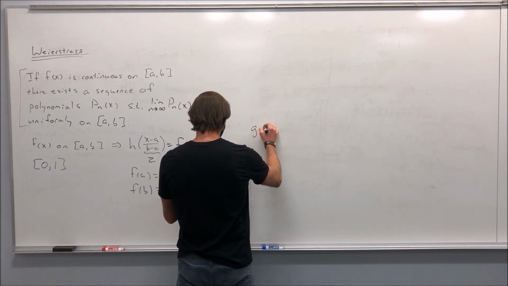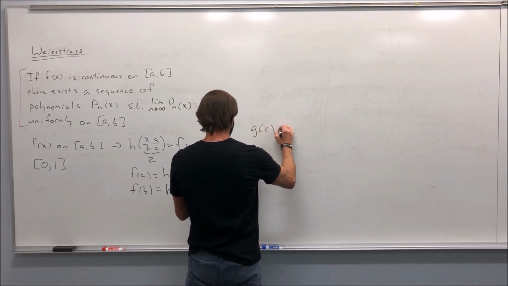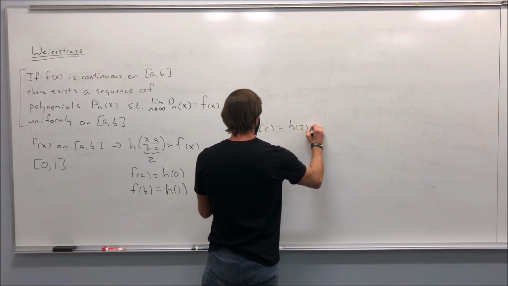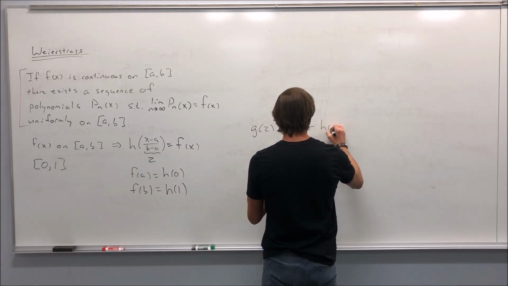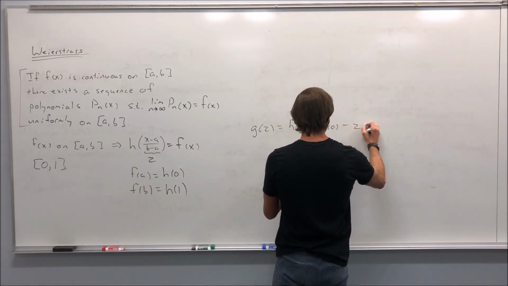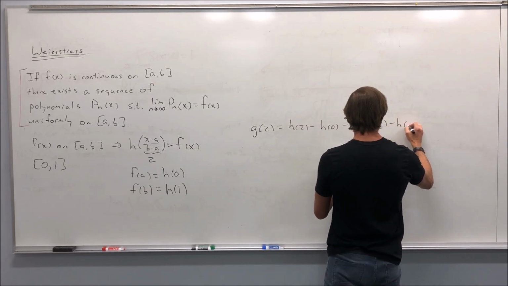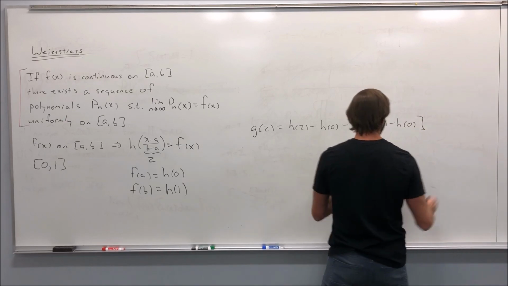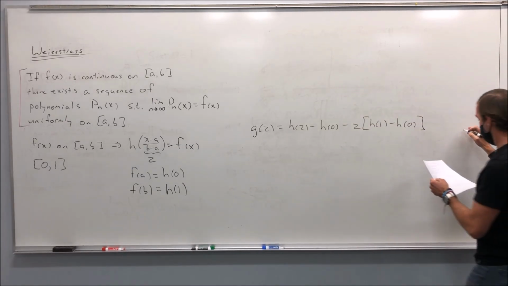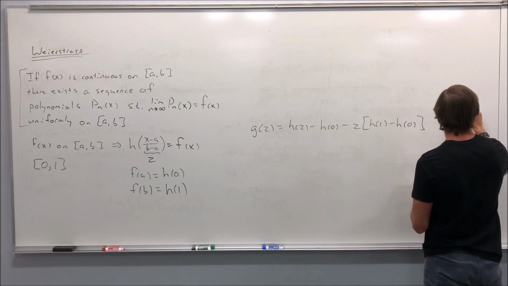Furthermore, consider g of z, which is h of z minus h of 0 minus z times (h of 1 minus h of 0). Okay? What is g of 0?